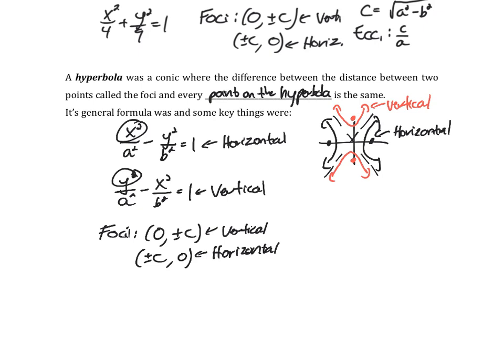How do we find the foci in hyperbolas? Well, we use this little mini formula. c was equal to the square root. Remember in ellipses, it was a squared minus b squared. In hyperbolas, it's a squared plus b squared.